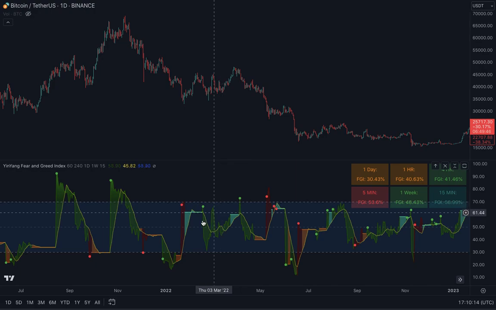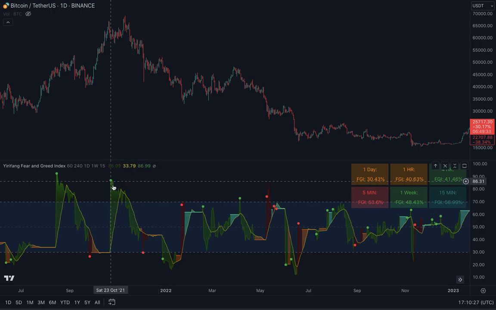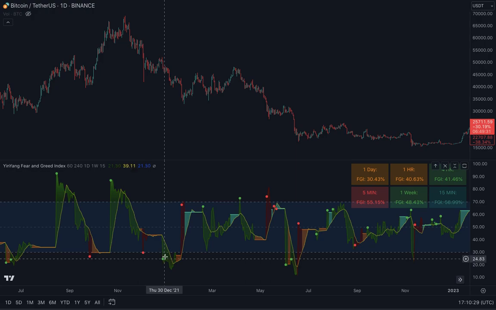But more or less, greed is strong up here when it's above 70, and it's also strong when it's below 30. Anything in between, it's kind of willy-nilly. I wouldn't worry about it too much. It's more the extremes that you're looking for when you get the signals, and vice versa.